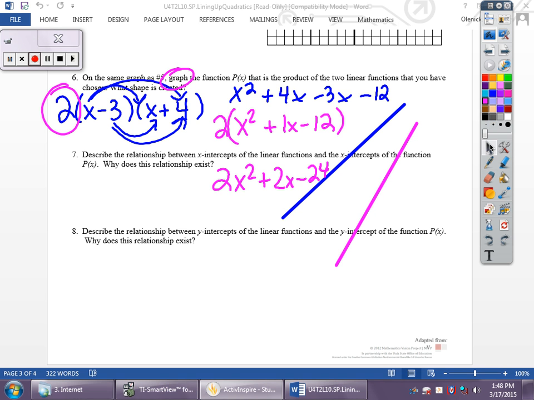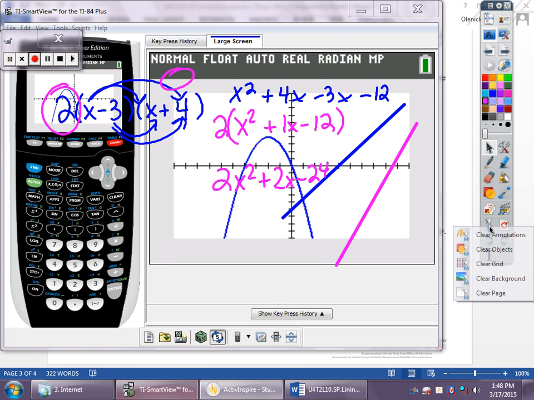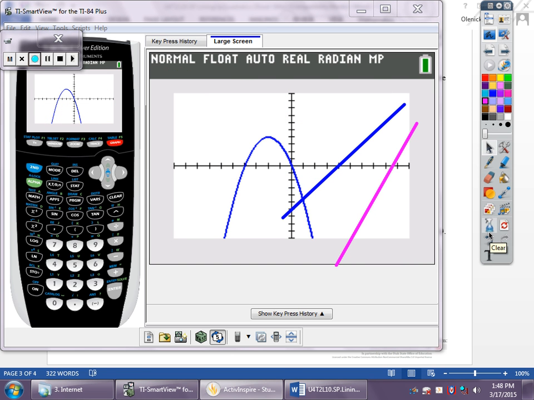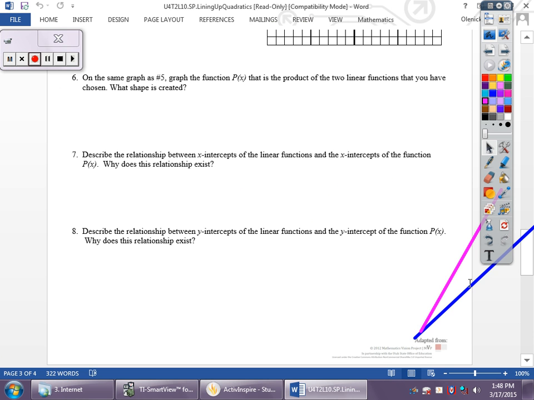So let me do the same thing. Clear my annotations. All right. I need to move these 2 lines out of the way for right now. We'll bring those back. Okay.